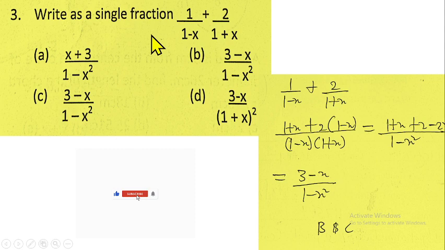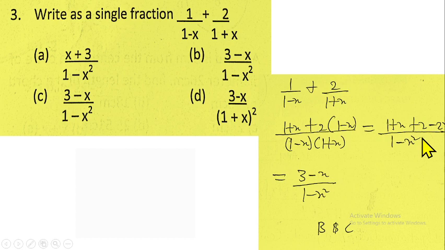So we can find the LCM. The LCM is 1 minus x into 1 plus x. Then 1 minus x in this gives us 1 plus x times 1, 1 plus x, plus this in this gives us 1 minus x times 2, so 2 into 1 minus x. If you open the bracket, you have 1 plus x, then 2 times 1 will give us 2, then 2 times minus x gives us minus 2x.